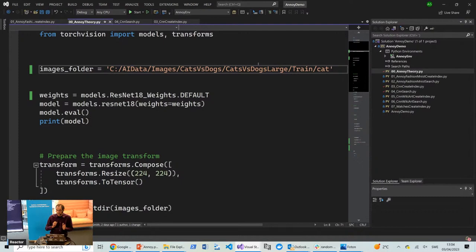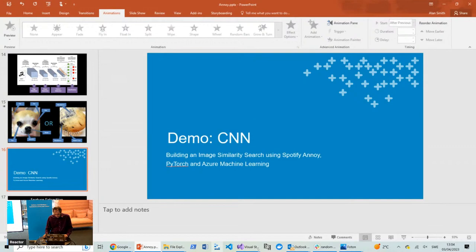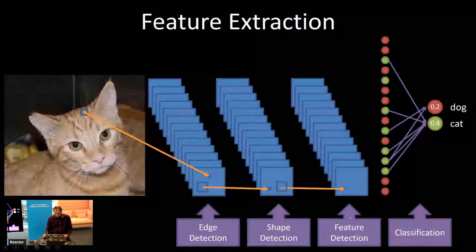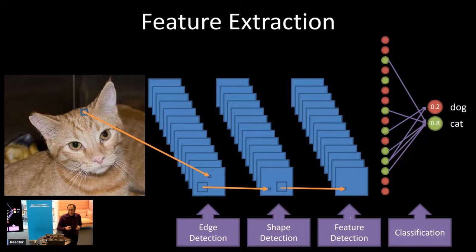So if I drop back to the slides, we're going into a bit more theory about how the image similarity is going to work. So this is what the networks look like when we're doing the feature extraction. At the end of the network, we have this classification phase, which is typically one of the layers that we think about in a neural network, these linear layers, where the number of outputs is going to be equal to the number of classes that we would like to be able to categorize.